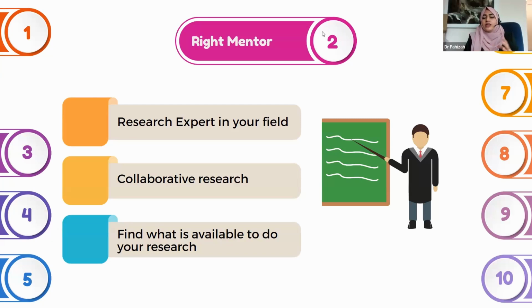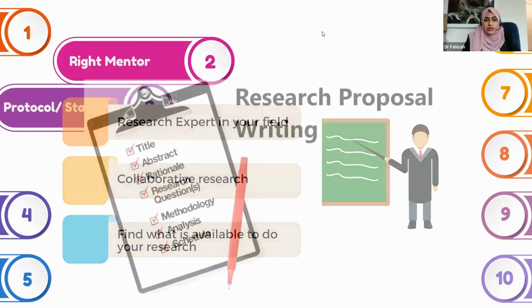And there is something called collaborative research. If you don't have any facility in your college, you can connect with different colleges and find out if they have it, and then you can co-mentor. You can find a co-guide. That is also important, because the more people you have in your group who have done more research, the more validity your research work has. It has more weightage. And then, of course, find what is available to do your research.